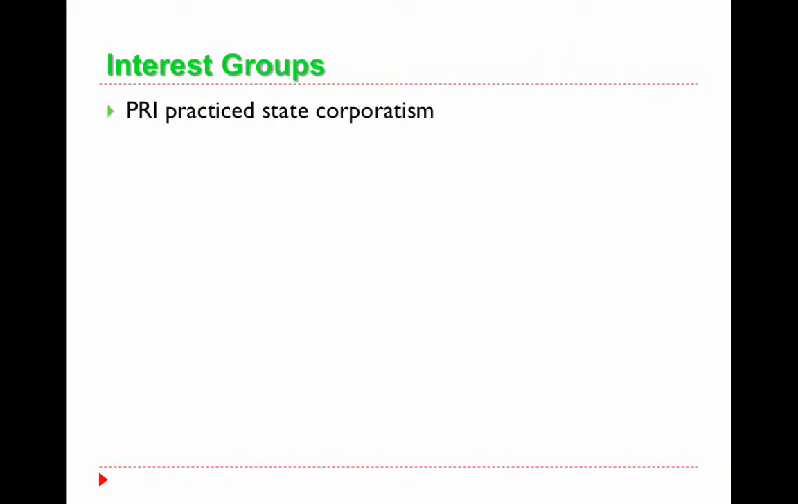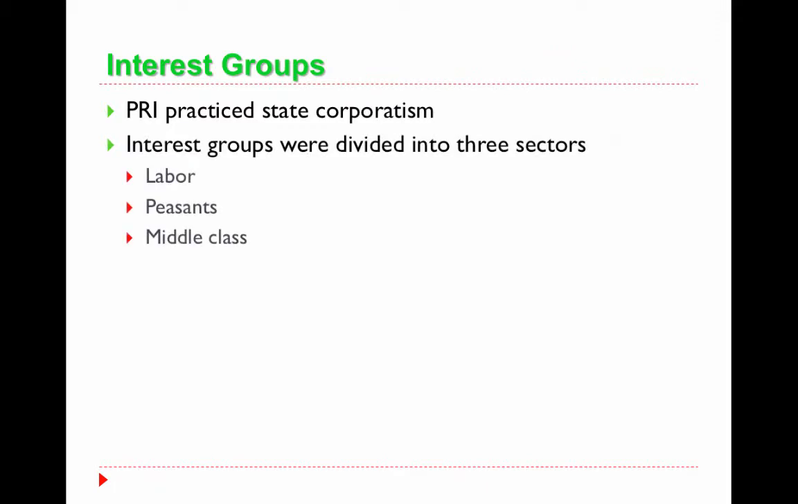Interest groups. So, as we talked about, the pre-party practiced state corporatism. We've talked about this in class, so that's a formalized relationship between interest groups and the state. Interest groups in this system were divided into three sectors. Those were labor groups, peasant groups, and groups of the middle class, and they all contained groups that had formalized relationships with the government.